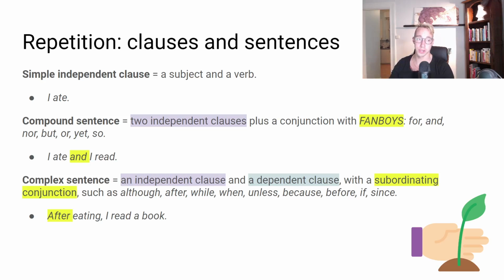After reading, I read a book. Or after eating, I read a book. After eating, I read a book. The reason why "after eating" is a dependent clause is because it doesn't work on its own.